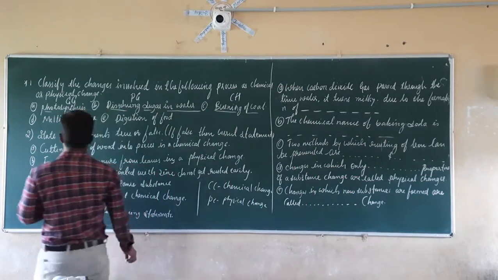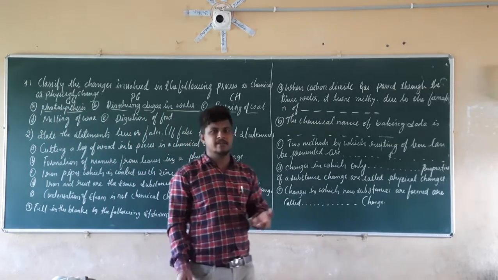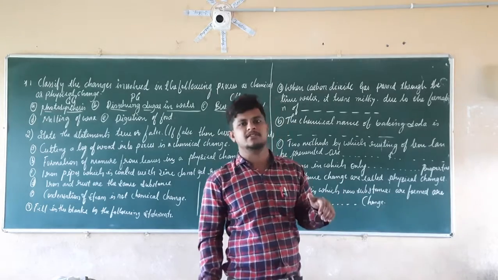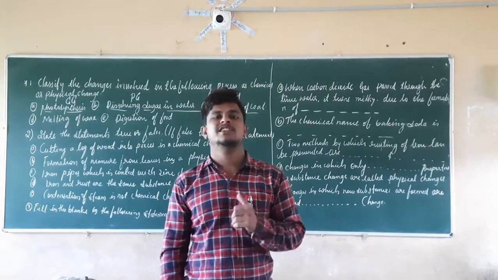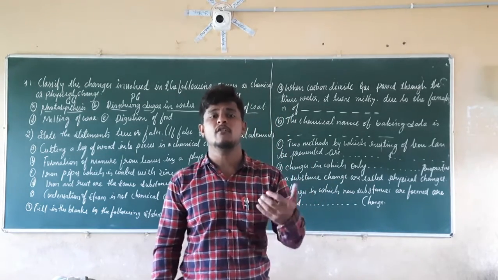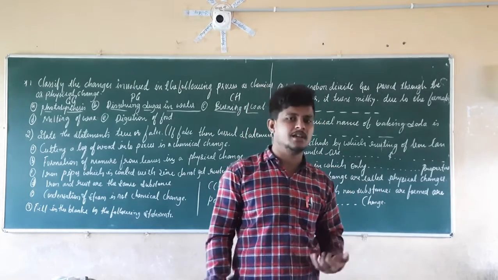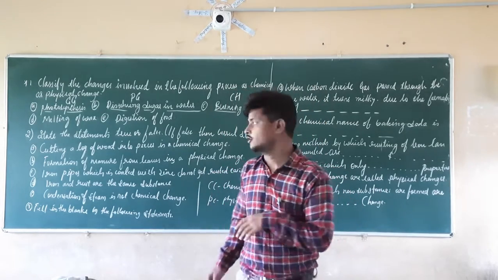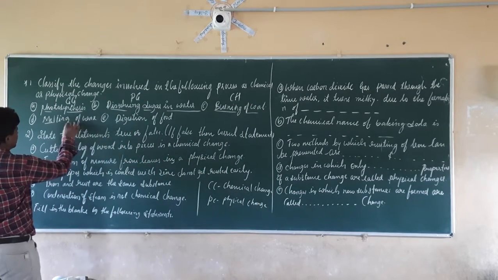Next, melting of wax. If we take wax and melt it, again we are going to get the wax. So there is a change in the physical properties of the wax, but there is no change in the chemical properties. That is, no new product is going to form. So if no new product is formed, is it a chemical or a physical change? It is a physical change. Therefore melting of the wax is a physical change. Again it is a PC.